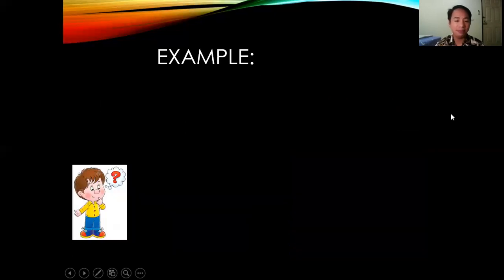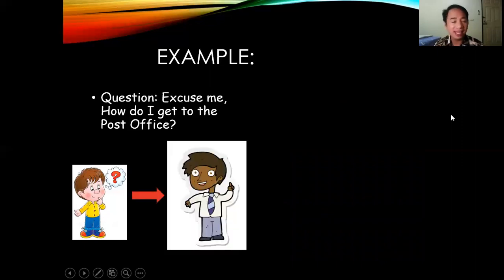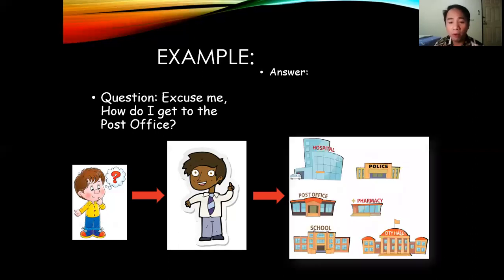Next example. A boy again is asking the person, excuse me, how do I get to the post office? That is the question. So this is the photo or the location of the post office. So in this place, we can find a lot of buildings, right? We have the hospital, the police station, the school, the city hall, the pharmacy, as well as the police station. Okay, so where is now the post office? So how will you answer?